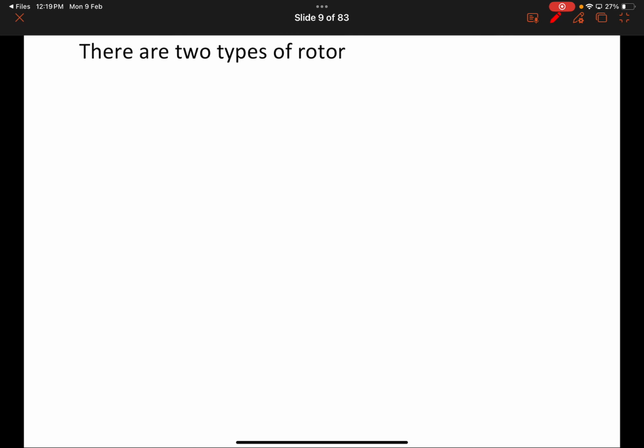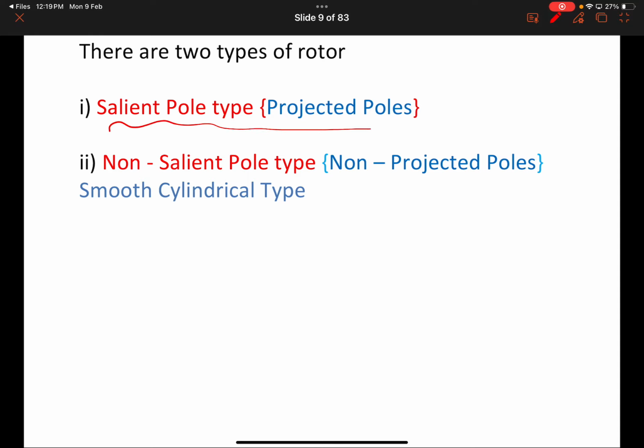Coming to the rotor, there are two types of rotor, similar to the induction machine, where we classified the rotor into two types, squirrel cage and slip ring. Similarly, here also there are two types of rotor. One is the salient type, please note this down, and the other one is non-salient, also called the cylindrical type rotor.